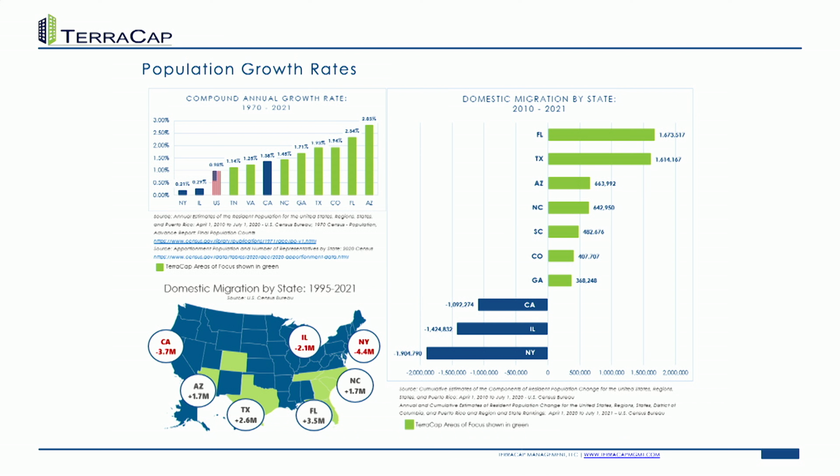Now, if you look at this chart here, the top right chart is the domestic migration by state. So this just takes into consideration people moving from one state to another. If you look at the last 11 years, Florida has taken in 1.67 million people from other states in 11 years. Texas is 1.61 million people from other states, followed by Arizona and North Carolina. New York has lost almost 2 million people in the last 11 years.